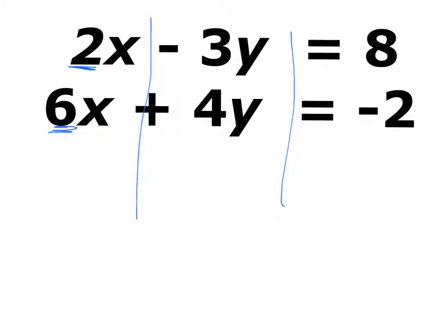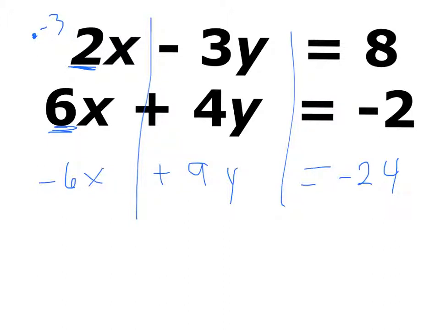So what could I multiply 2 by to get -6? Well, 2 times -3 would give us -6. So I'm going to multiply this entire row by -3. Let's multiply all these out and write it down. -3 times 2x would give us -6x. -3 times -3y: negative times a negative is a positive, so we have plus 9y. And then -3 times 8 would give us -24.